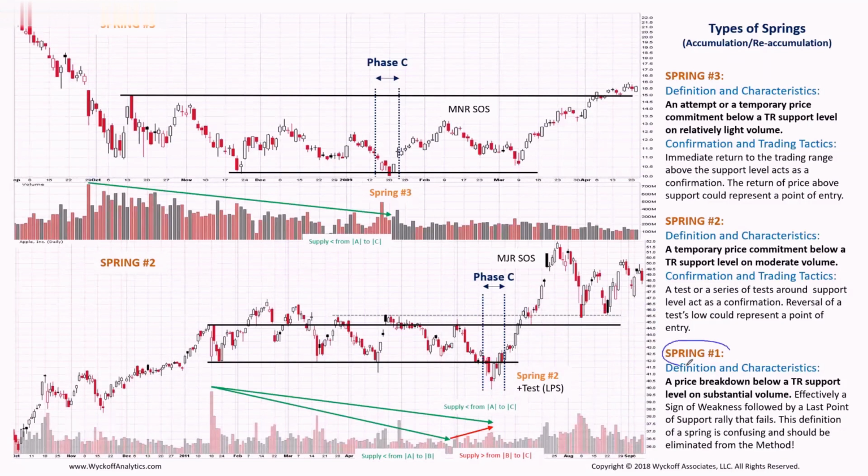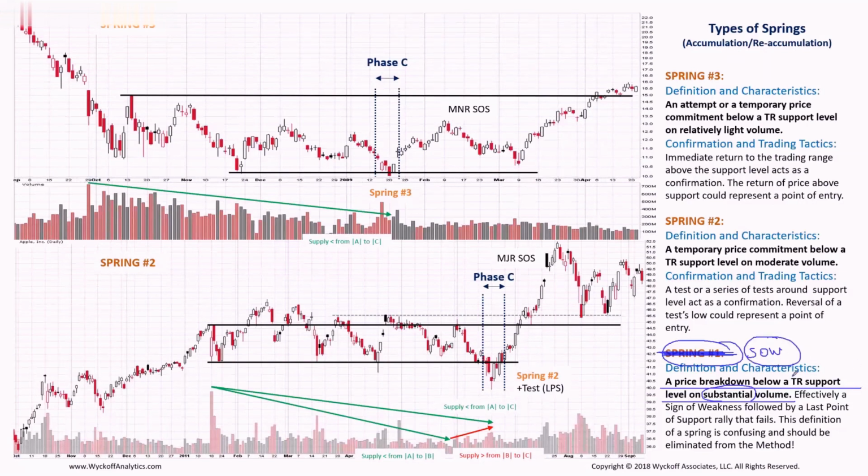And then sprint number 1 is something that I absolutely don't like. I don't think it should be in the methodology, but because it is, it's kind of like a legacy concept, so I kind of have to teach it, but I'm obviously teaching it in my own way, stating that it shouldn't be there. Sprint number 1 is basically a failure of a sprint to materialize and a price breakdown below a trading level support on substantial volume.